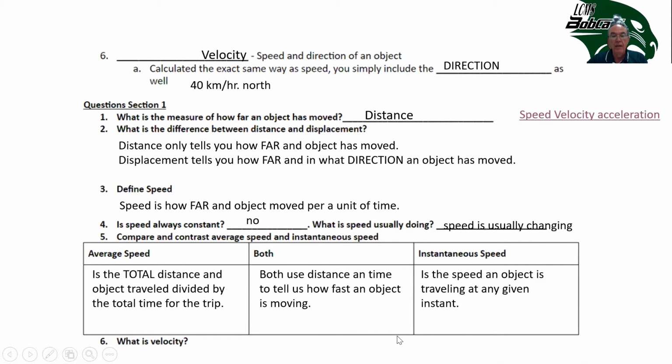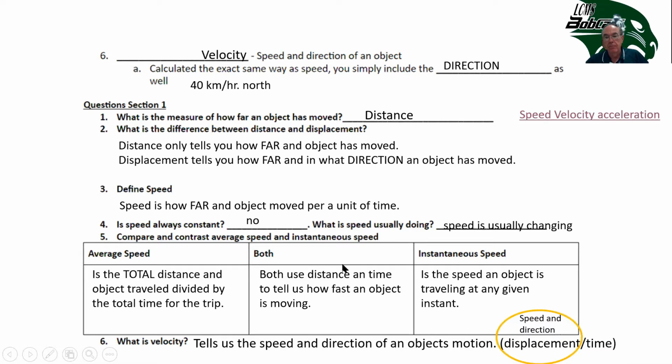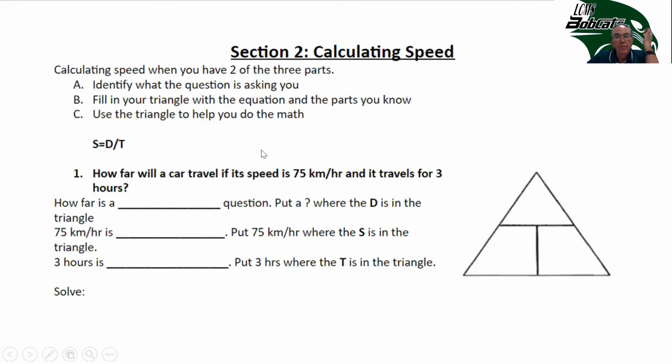What is velocity? Velocity tells us the speed and direction of an object moving. So it's its displacement divided by time. Just remember, displacement is how far it went and in what direction.